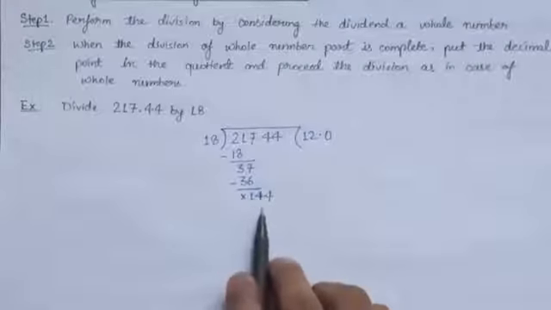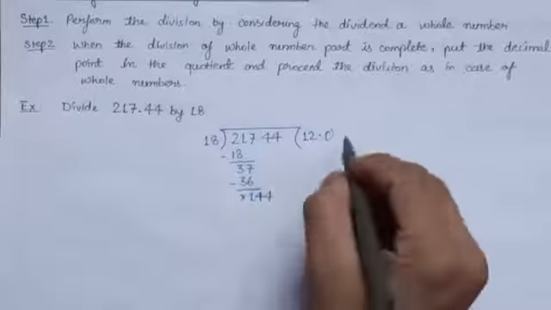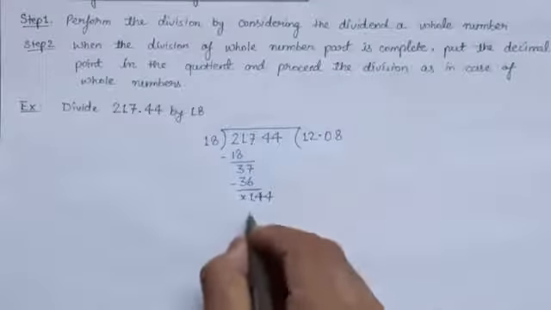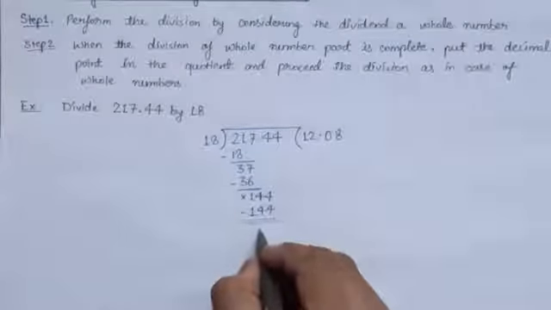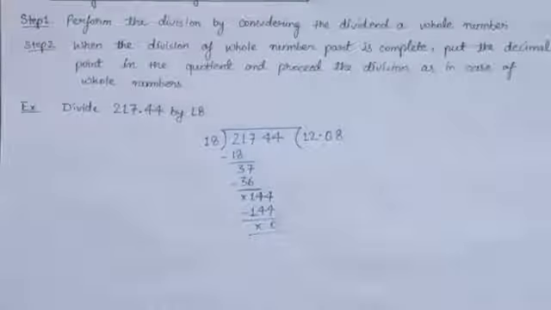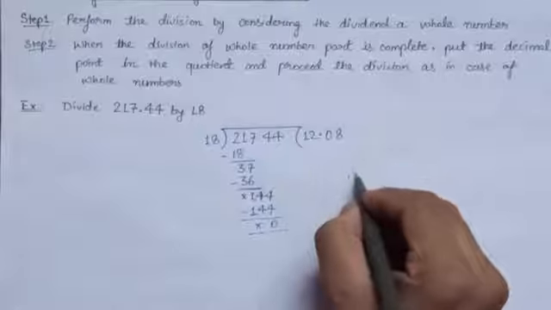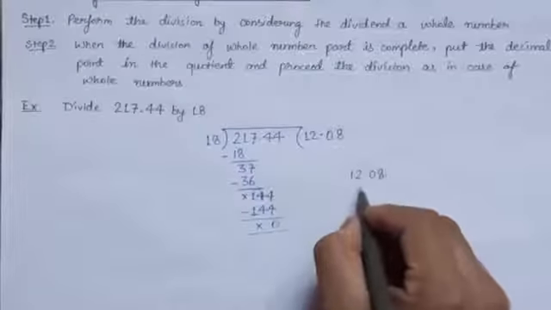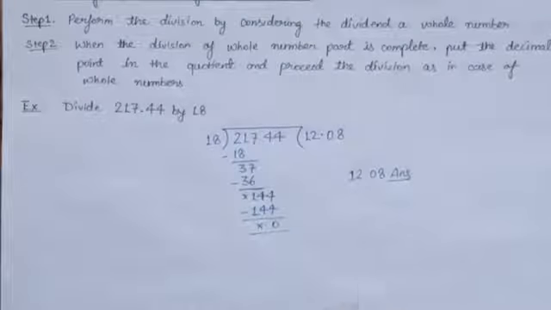Now we have to divide 144 by 18. Now students, you know that 18 times 8 is 144. So our remainder is 0. Okay students, hence the division is completed and we can say our result is 12.08. This is our answer. So this is the method of dividing a given decimal by a whole number.